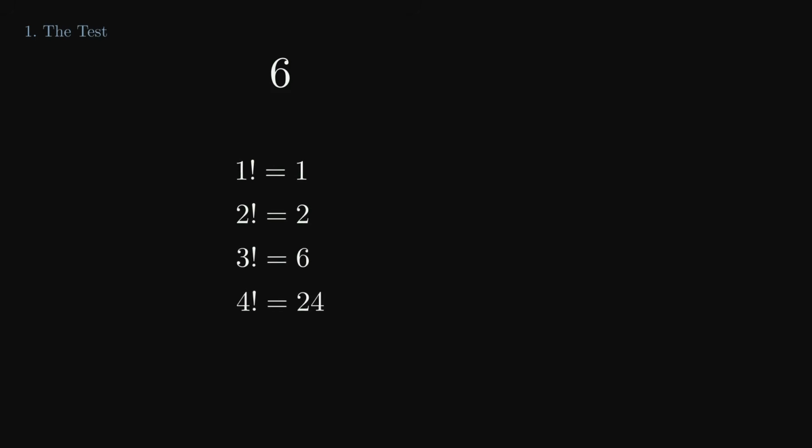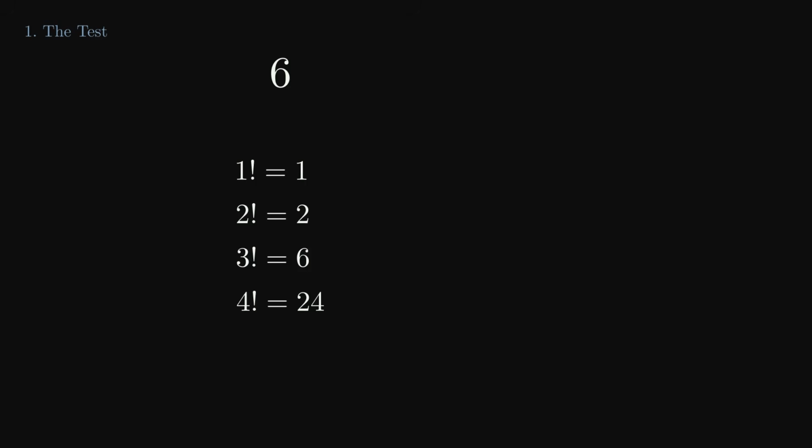Take any whole number, say 6. Now start listing factorials. 1 factorial is 1, 2 factorial is 2, 3 factorial is 6, 4 factorial is 24, and so on, each one the product of everything up to it. Here is the question. What is the first factorial on that list that 6 divides evenly?